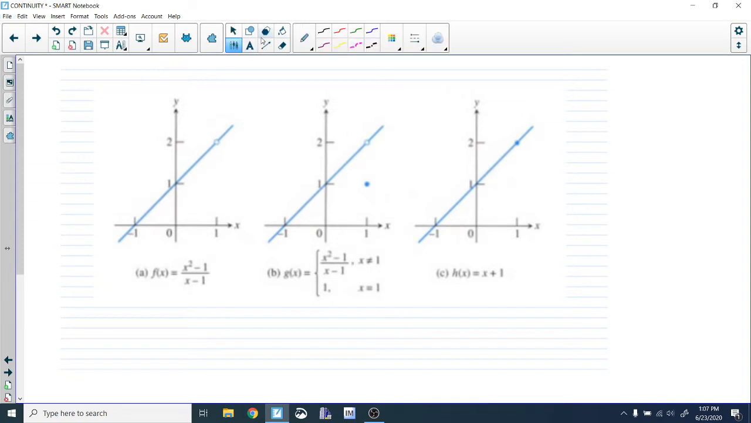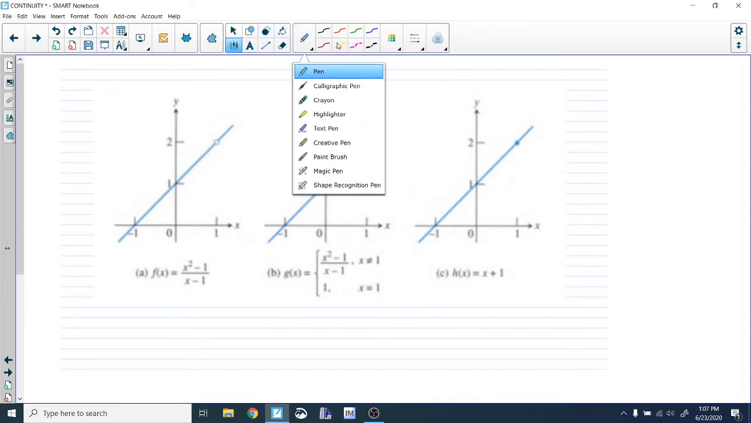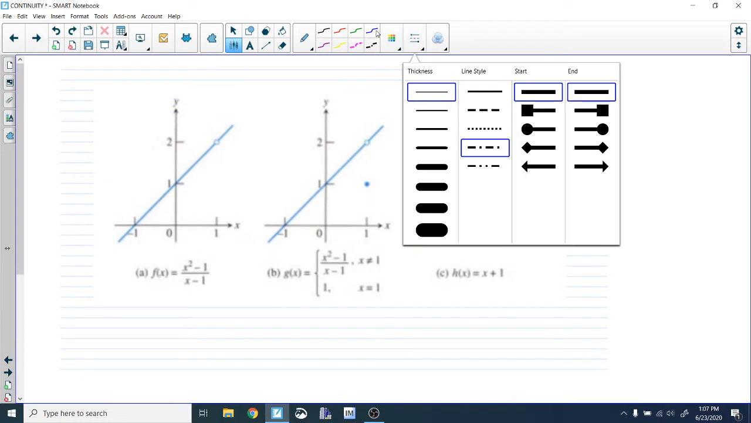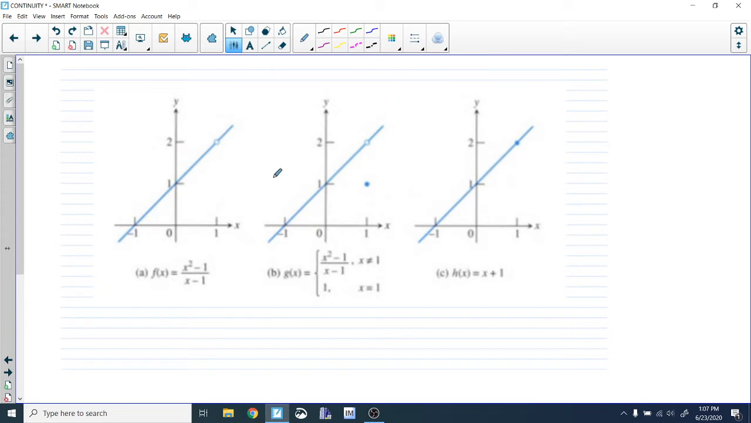So I'm going to grab my pen as usual. It is probably, oh my gosh, it's set up correctly today. Nope, see that? I pick a different color and it's all wrong.